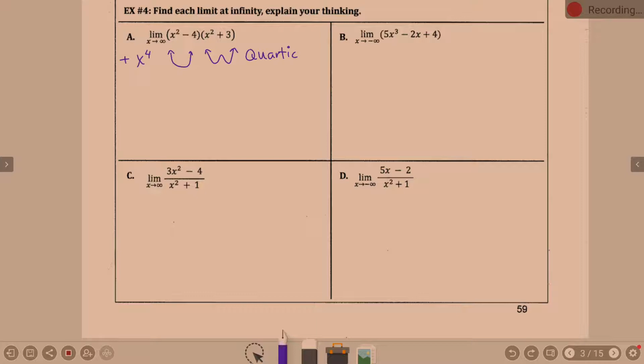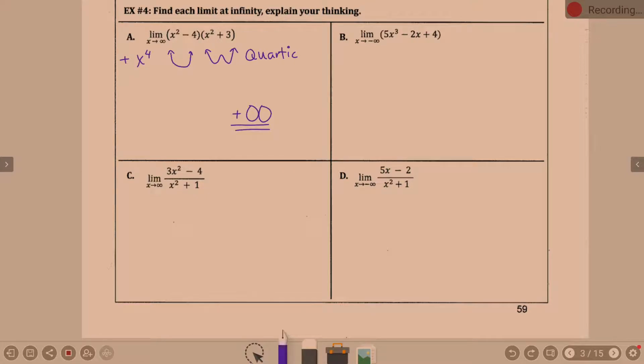The question is the limit as x approaches positive infinity. What's that answer going to be? Positive infinity? I almost feel like we did something like this back in Algebra 2. But the idea that as you're going to the right, if this is a quartic, it is going to be going up to positive infinity.